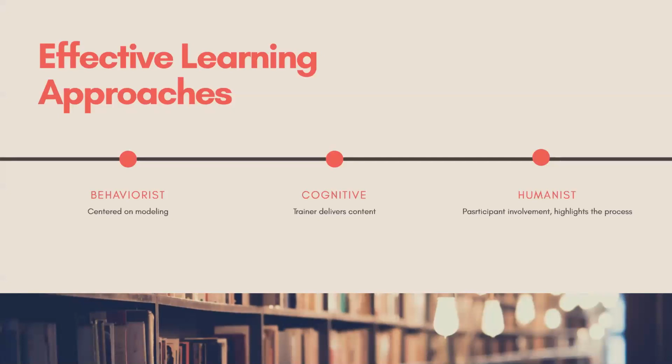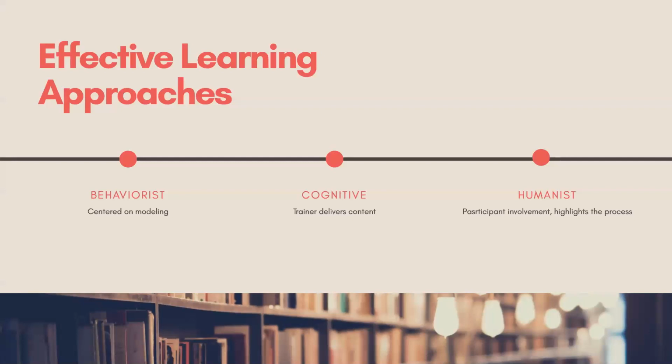The next one is the cognitive approach. In this one, the trainer is the lead. They're the authority and the one who provides the knowledge. Participants are less engaged in this approach as the trainer is delivering the content and participants are listening. While this may sound less effective, there are times when this approach is really necessary and appropriate, for example, in discussions of compliance.